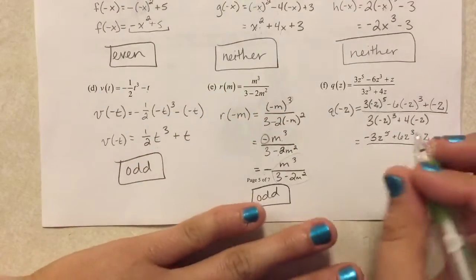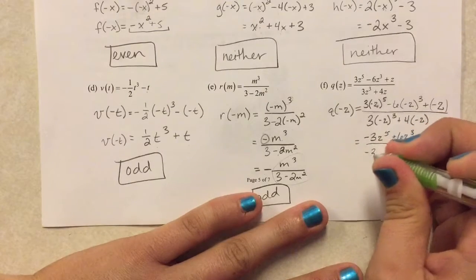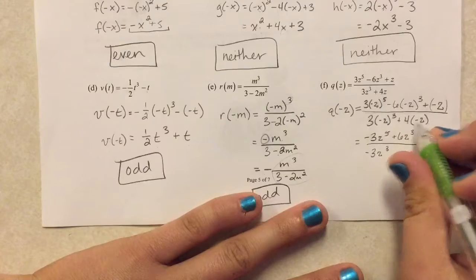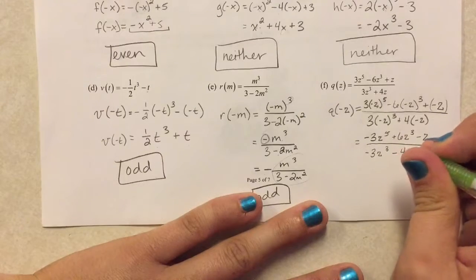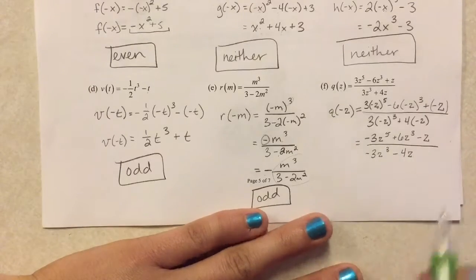Okay, let's look at the bottom. This one's going to change signs as well. Odd power, so negative 3z cubed. And this one is going to change signs as well, minus 4z. Okay, so now look, every single thing has changed signs.